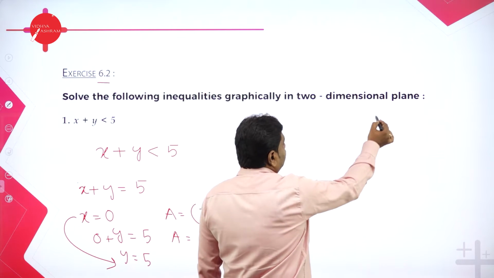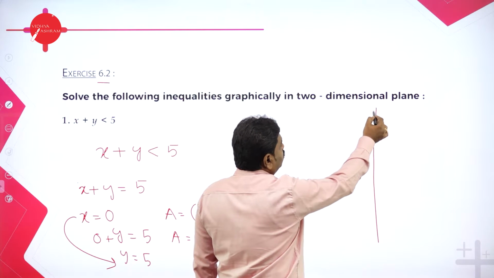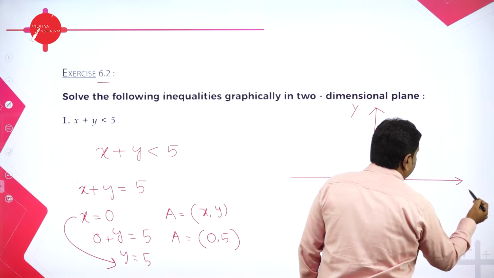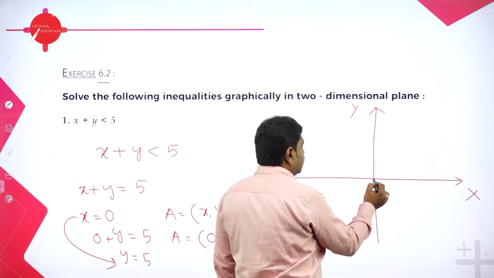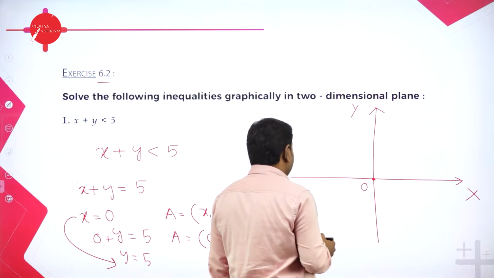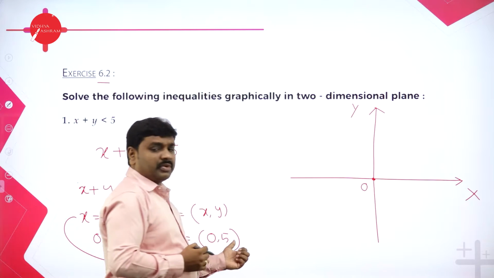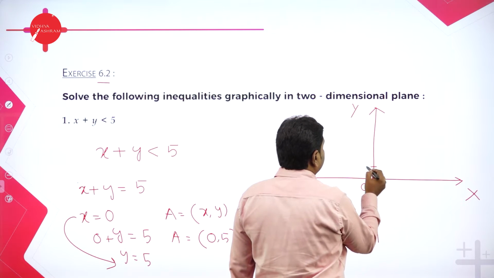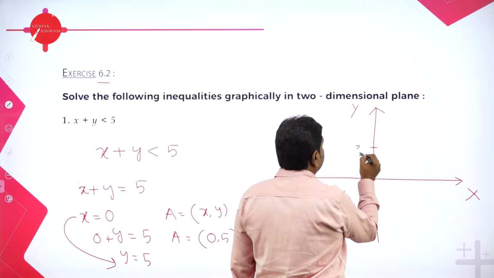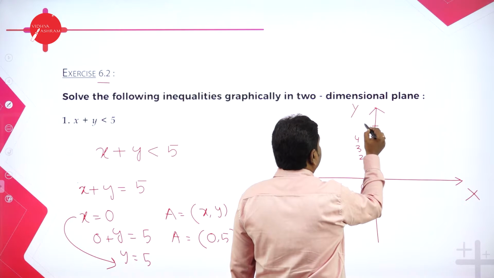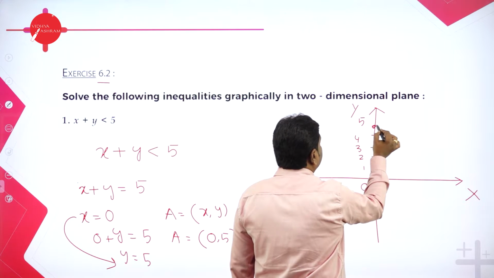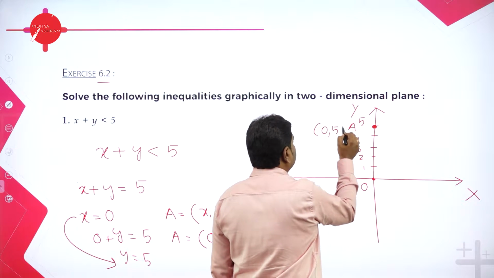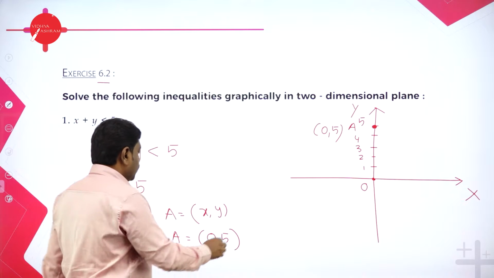Now let me draw the two-dimensional plane. This is the y-axis. The plane is divided into 4 equal parts by the y-axis and the x-axis. All of you know this is the origin. One point I got is 0 comma 5. 0 comma 5 is a point on which axis? Y-axis. So this is 1, 2, 3, 4, 5, where 1 centimeter is equal to 1. So A is the point 0 comma 5.